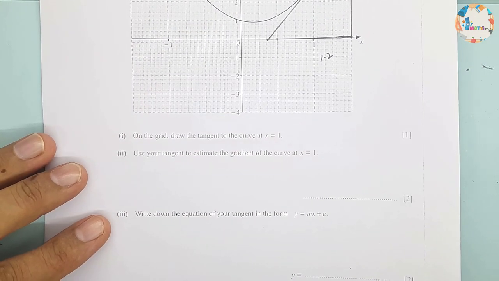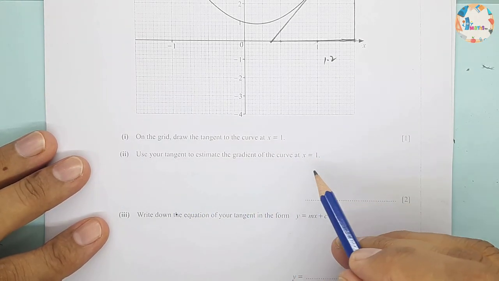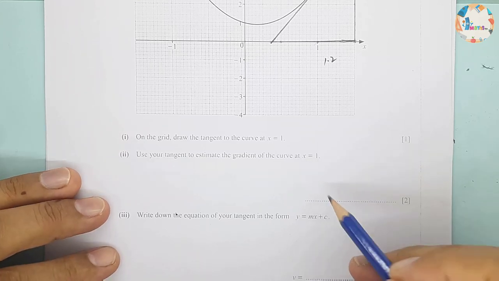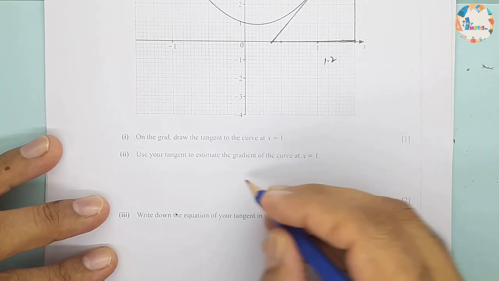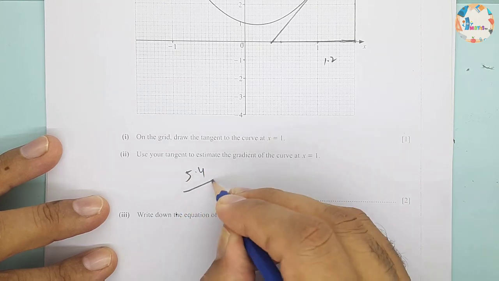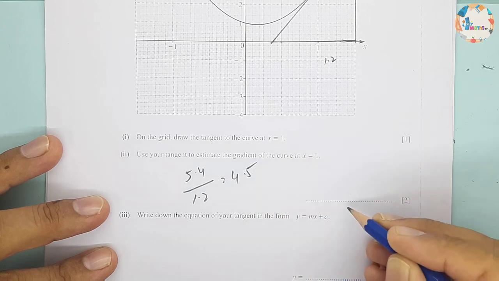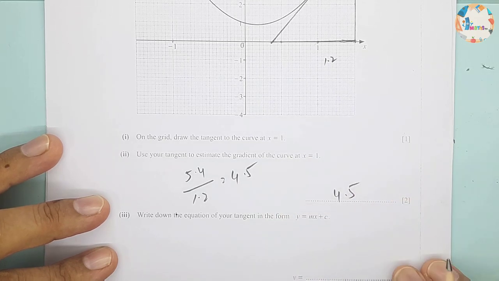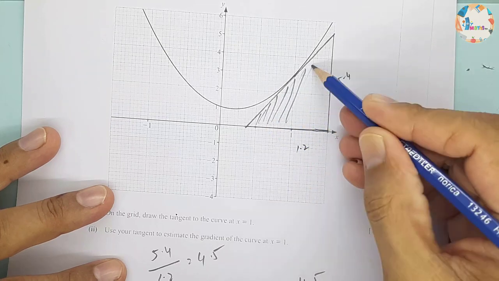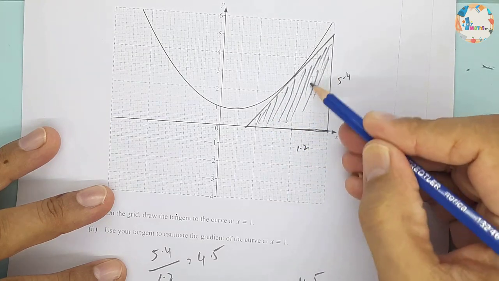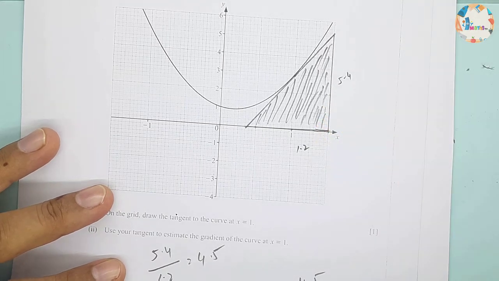So 4.5 will be the gradient at 1. Use your tangent to estimate the gradient of the curve at x is equal to 1. This is what we have calculated, which is 5.4 divided by 1.2, which is equal to 4.5. So 4.5 will be our answer. And this is the triangle which we have used to calculate the gradient of this one.